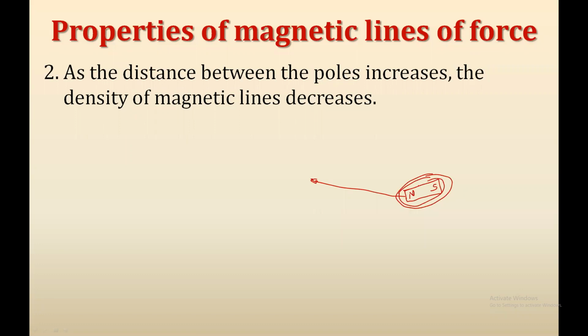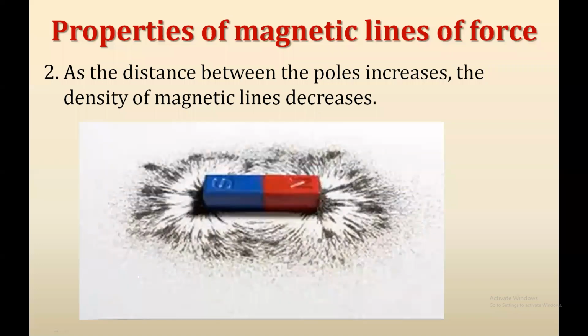Is it clear? Yes or no? Yes, sir. So if you see, you can observe here at the end of that bar magnet, the density of the magnetic lines of force is more. And as we move away from that pole of the magnet, the density goes on decreasing. This is the second point.